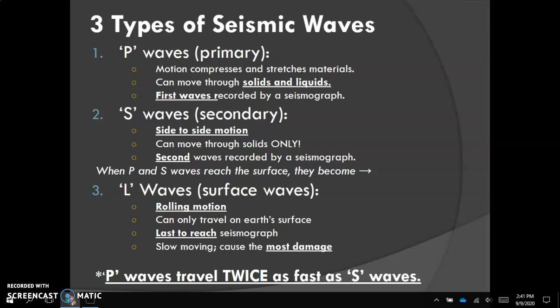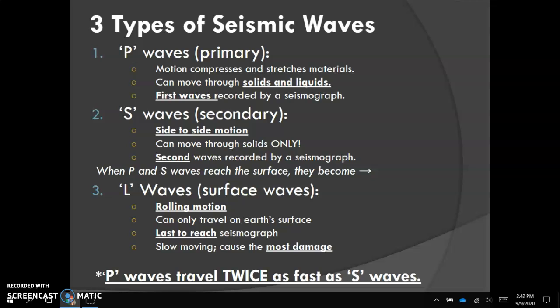So S waves cannot move through liquids like P waves do. And these are the second waves recorded by a seismograph. So the S waves are important, and this was something we talked about when we talked about the layers of the earth, but it's going to be a little bit more pertinent to you now. So remember, when we talk about the core of the earth, the inner core is solid and the outer core is liquid.